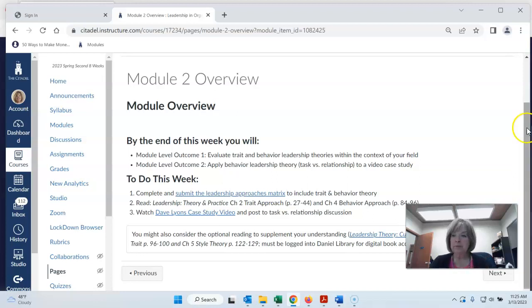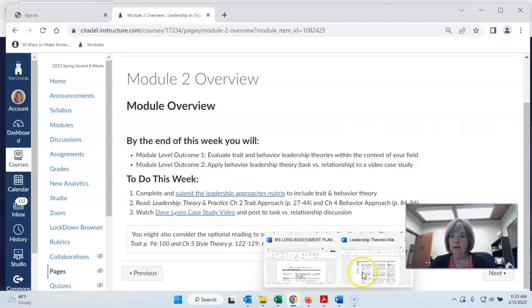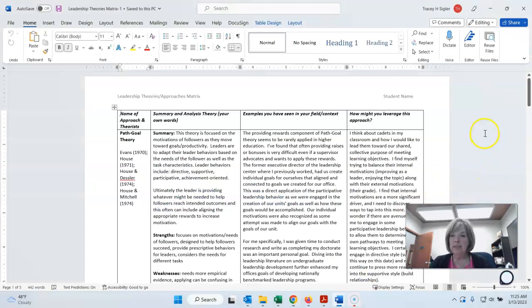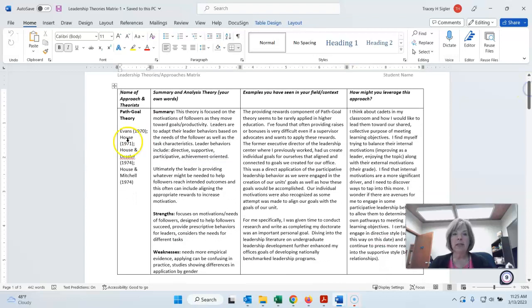This is the first week you're going to be working with the Leadership Approaches Matrix. I have an example here that hopefully you can see. Here's the matrix, and here's one example of the matrix filled in. Almost every week, you'll be working on and putting in entries like this example about path-goal theory.